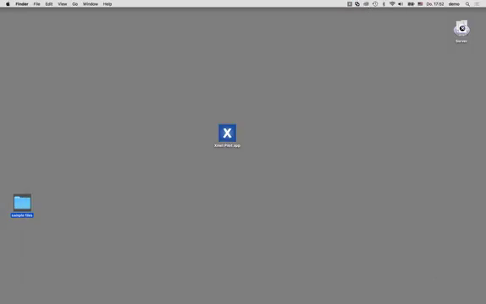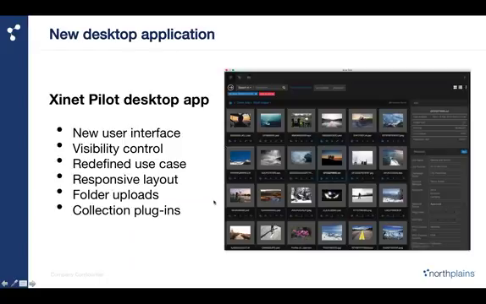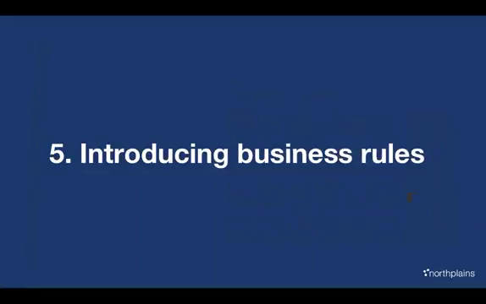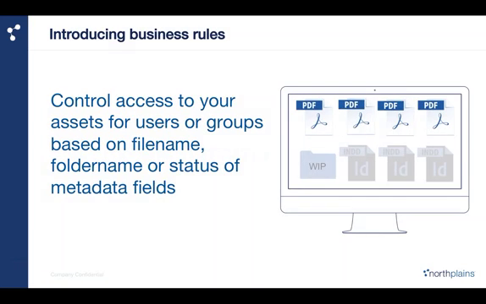Okay, so then I think we're running a little bit short on time. So here's a pilot. We're introducing a new business rules engine. And the business rules engine is a way to control access to your assets for specific users and groups, even on specific folders, based on a file name or metadata field status or folder name and so on.